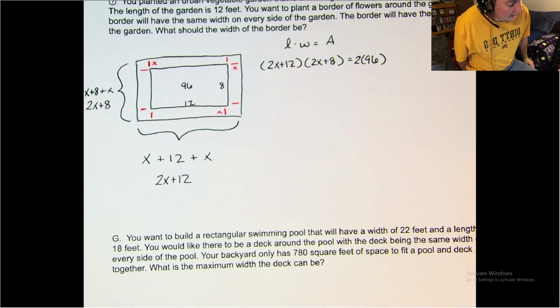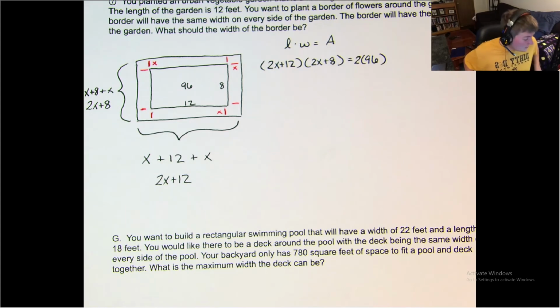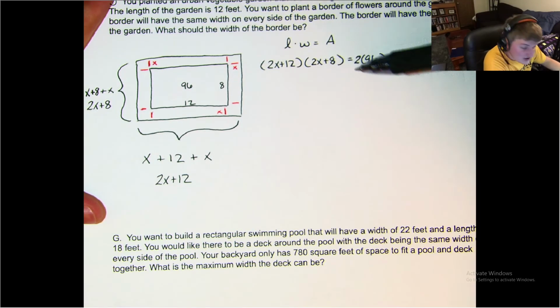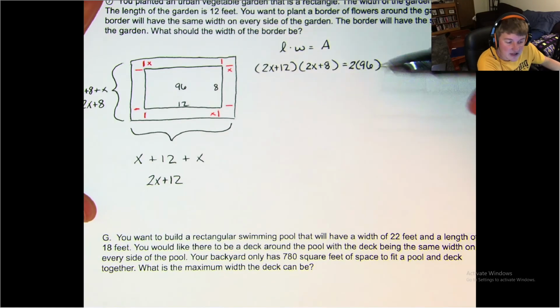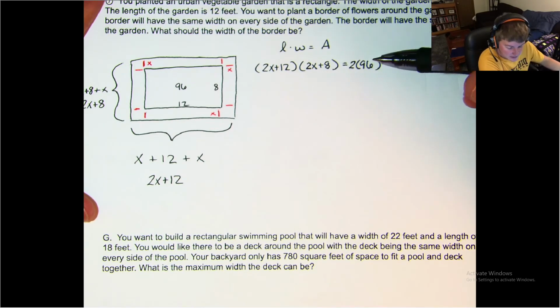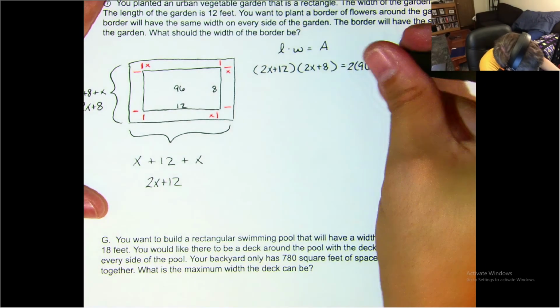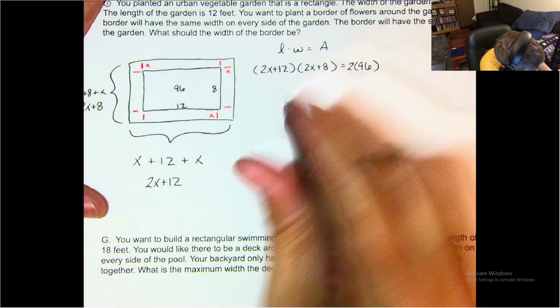Okay, so my length times my width is going to be equal to my total area. Now the only way to solve equations like this is to have it set equal to 0, which we do not. So let's figure out what 2 times 96 is first. That's 192. Okay, so then we know that this is 192, but what about this?